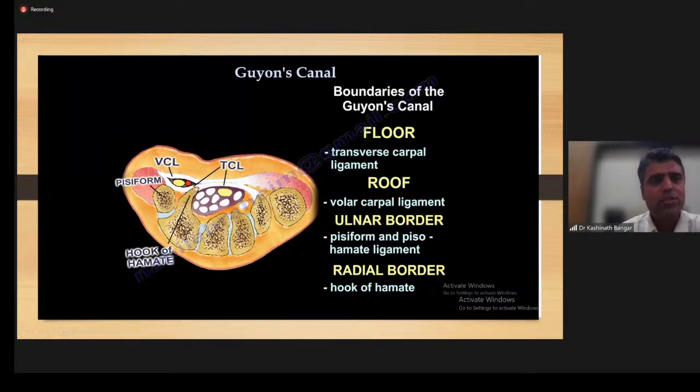Okay, and lateral to it, you might see the hook of hamate. So keep this in mind. You will see the pisiform bone, a hypoechoic area, then two ligaments, and in between these two ligaments, we'll be able to easily see the artery and the ulnar nerve.